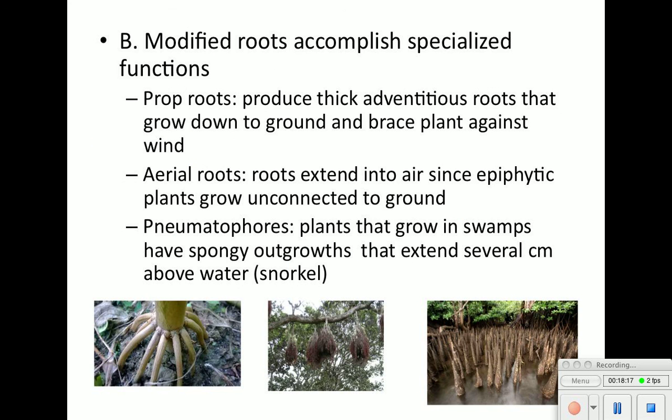Okay, we also have different modified roots. So we have prop roots, which you kind of find in corn. I saw one yesterday on the track. Really? Yeah. Thick, adventitious roots that help brace the plant against the wind.